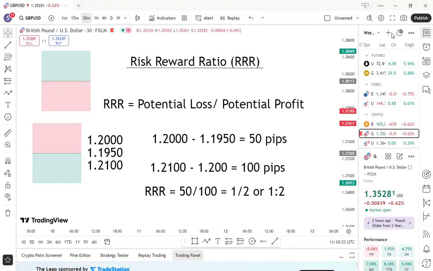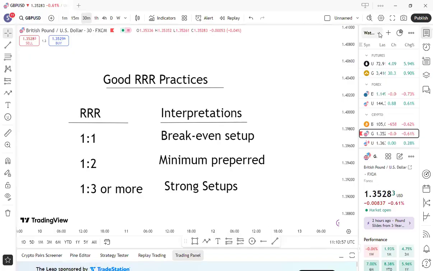We'll be diving in more by discussing the good risk reward ratio practices. I have here your RRR and the interpretations. The 1 to 1 risk reward ratio is mainly for break-even setups and is only good with high win rates.